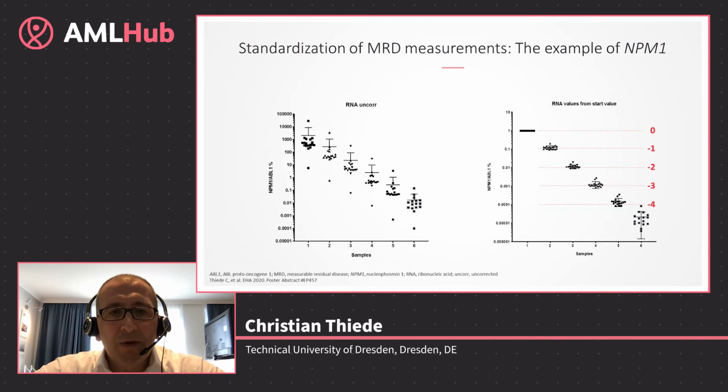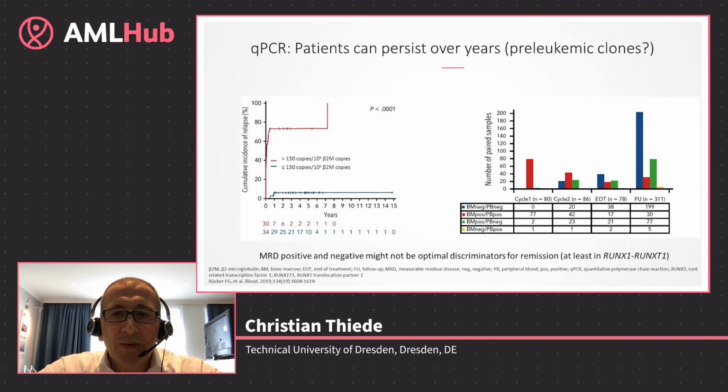What we performed is one of the first round-robin tests for NPM1 within the ELN MRD working party. On the left-hand side, you can see results from samples which were distributed to almost 20 participants around the globe, and they were asked to report back their data based on the NPM1 level. You can see that they are varying widely, but when the same results were transferred into a log scale, you can see that there is a very attractive and very decent correlation between the individual results.